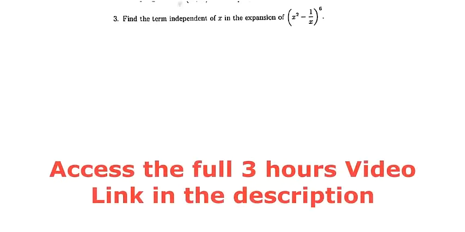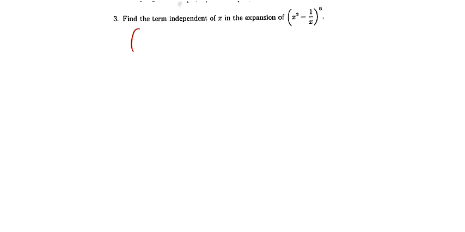Alright, so we'll look at question 3, which is asking us to find the term independent of x in the expansion. The expansion we're given is (x squared minus 1 over x) raised to the power 6. So how do we handle that? Finding the term independent of x implies we have to find a term which does not have x as a variable.